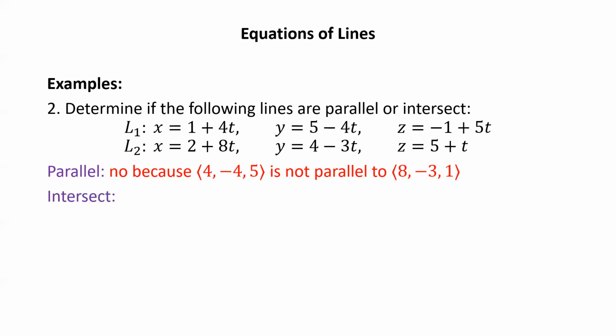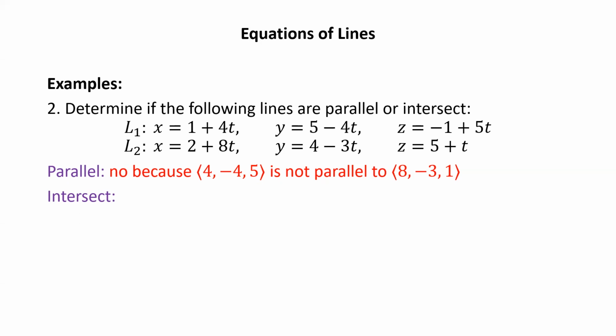Do they intersect? Well, to see if the two lines intersect, we're going to set the x's equal to each other, the y's equal to each other, and the z's equal to each other. But we do need to be careful about one thing. It would be incorrect to set 1 plus 4t equal to 2 plus 8t, and so on for y and z, because then we're not just finding if the lines intersect, we're finding something much more specific. We're finding if they intersect at the same parameter value. The thing is that the two lines could hit the same point, but with different parameter values.